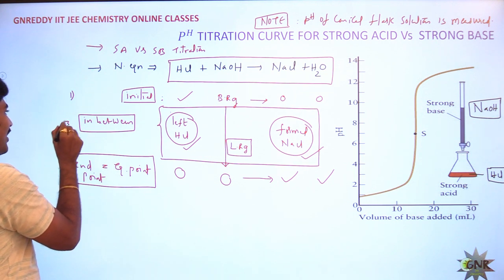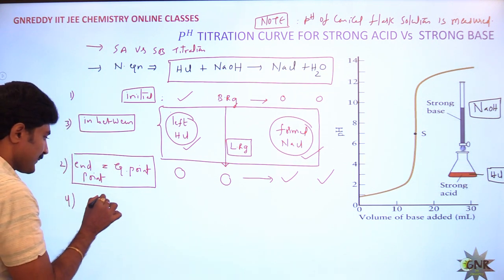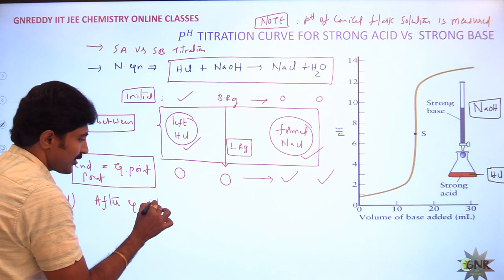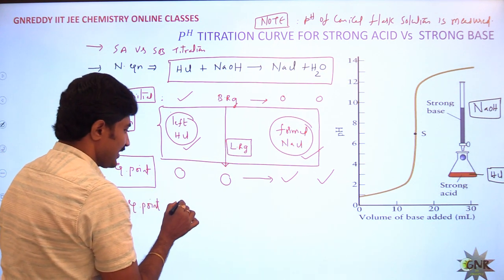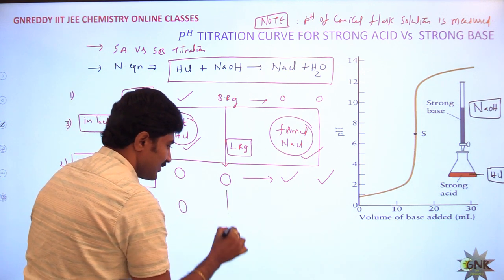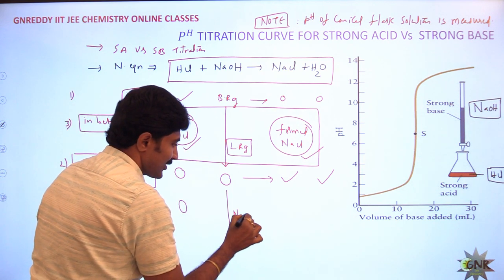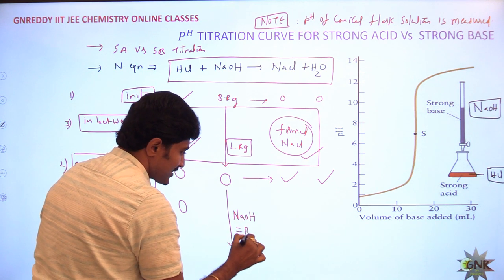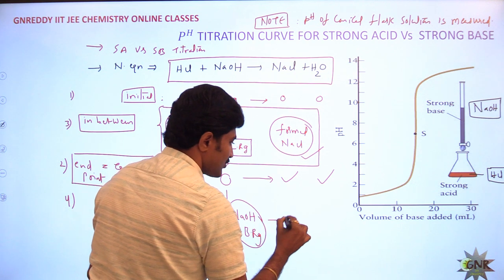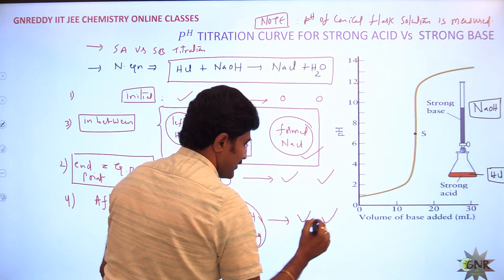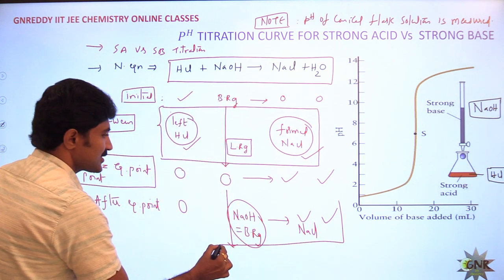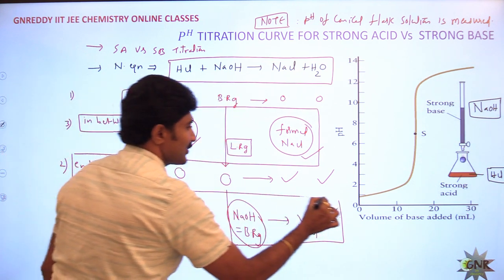And after the equivalence point, so what happened here? HCl is not there, but still you are adding burette reagent, sodium hydroxide. Now this will be present in the conical flask, and also these products. So what is this product? NaCl. So after the equivalence point, these only are present.